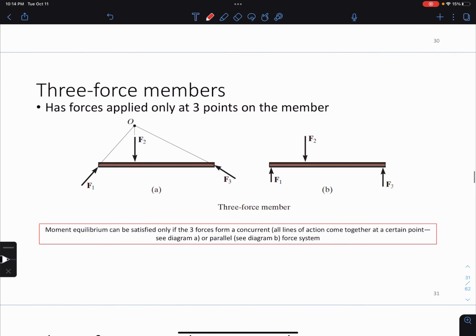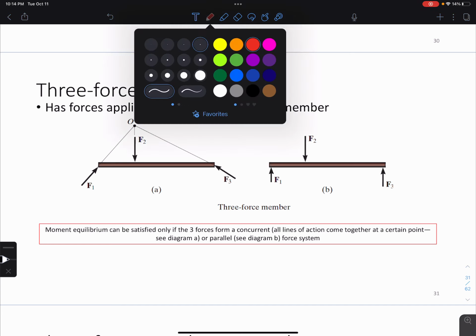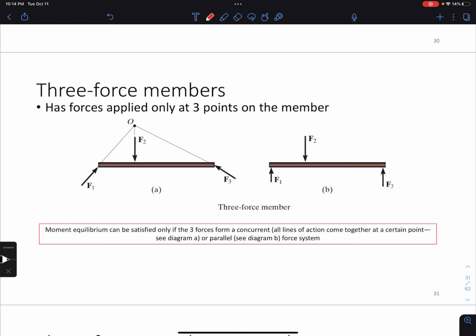We also have three-force members, which basically means we have forces that are applied only at 3 points on the member. Moment equilibrium can be satisfied only if the three forces form a concurrent or parallel force system. A concurrent force system means all the lines of action of the force go through 1 point. So let's see how that works. This is concurrent.